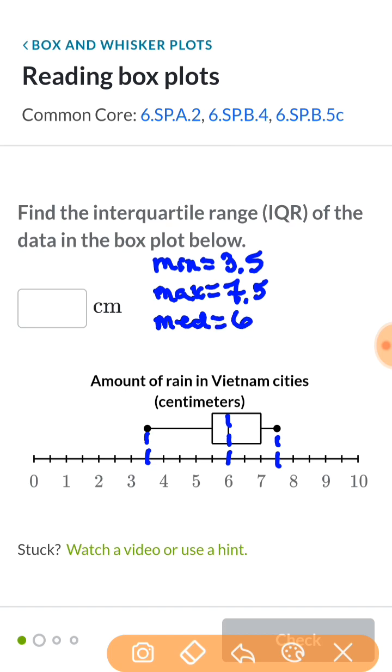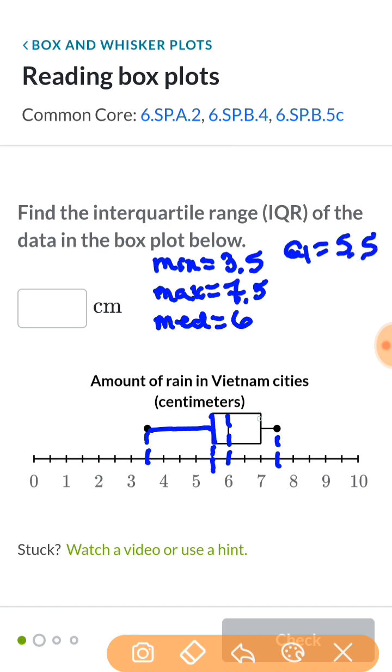And then I have my quartiles. And remember, every time there's a separation, that's a quarter. So at the end of the first quarter is Q1. So Q1, if you follow that down, you can see it's between 5 and 6. And so that's going to be 5.5.